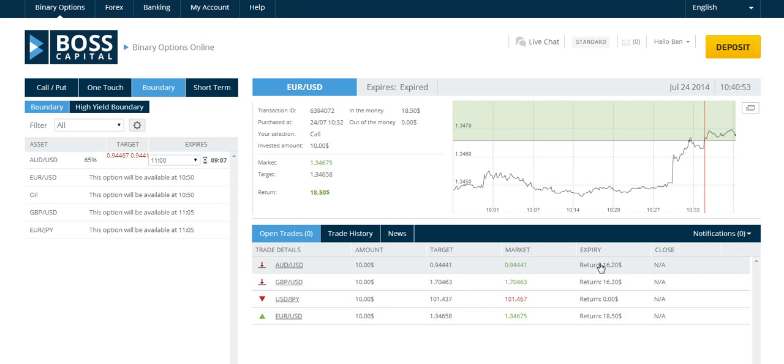So we've done good, and this is essentially how we're using the platform. When some boundary trades open, we might place some of those, but in the meantime, this is essentially how the platform's working.